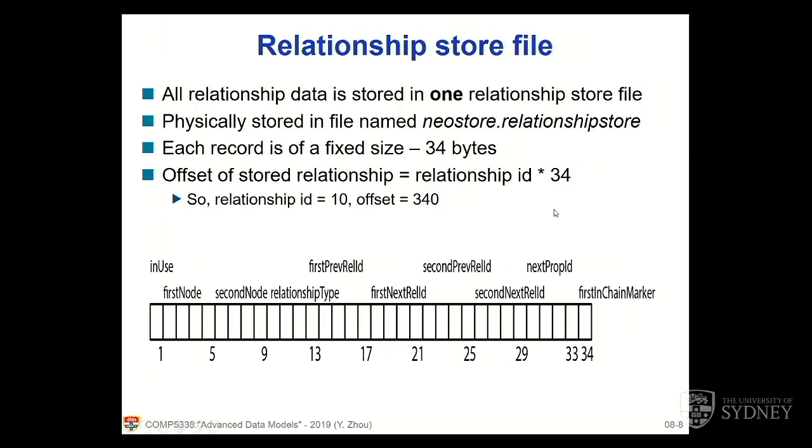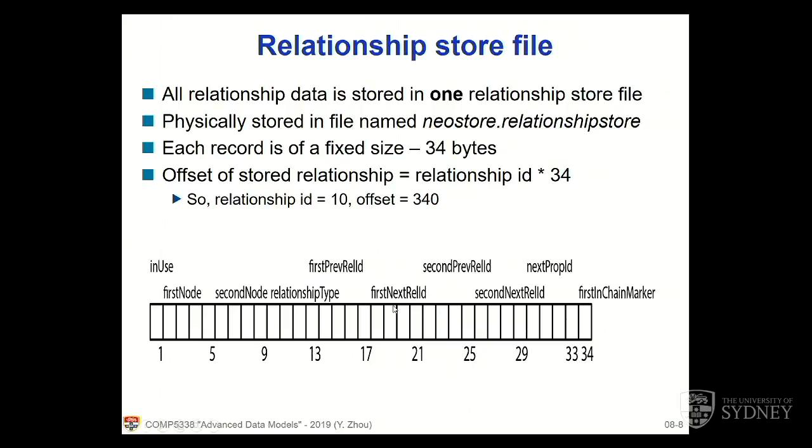So if the relationship ID is 0, it's stored in the first record, and the offset is 0 bytes. And if its relationship ID is 1, it's stored in the second record, and then the byte offset is 34, and so on and so forth.